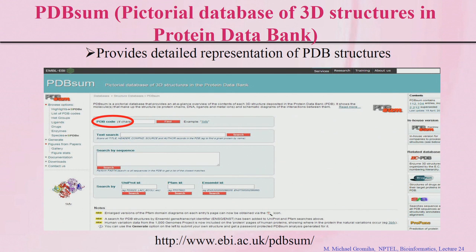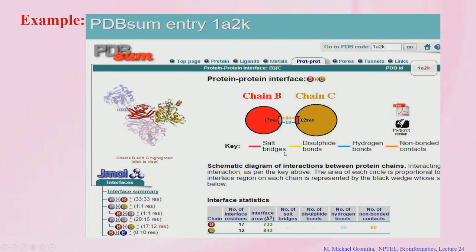For example, this is the website for PDBsum. Go to the website and then you can give the PDB ID, the PDB code, and if you click the submit button, then search, you will get this type of information. This is for 1A2K, and you can see how they represent chains B and C, how many residues and how many contacts: 17 residues in chain B, 12 residues in chain C.